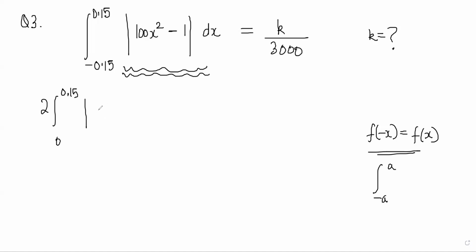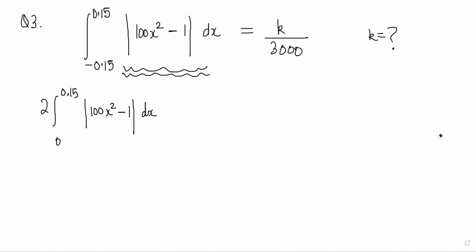Yes, sir. Okay. Now what should we do? So from 0 to 0.1, the function will be positive, and from 0.1 to 0.15, it will be negative. Correct. So basically the idea is whenever you have a modulus, you should always try to remove the modulus sign, right? It is not possible to integrate when the modulus is still there. So you have to analyze when is 100x square minus 1 greater than 0 and when is it less than 0, right?